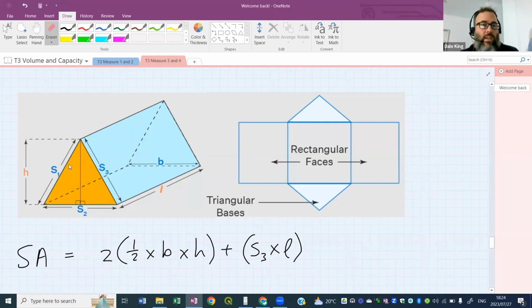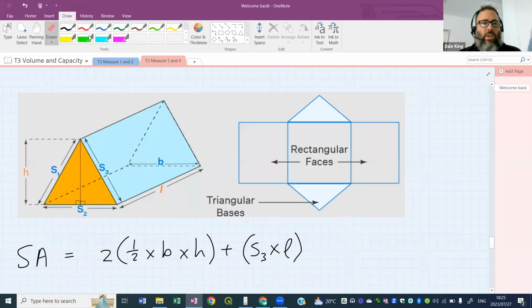So these numbers here, which is probably the confusing part, show you that the triangle has got 3 different sides. So they called this side S for side 3. So side 1, side 2, and side 3 of the triangle. Yes, that's it, of the triangle.